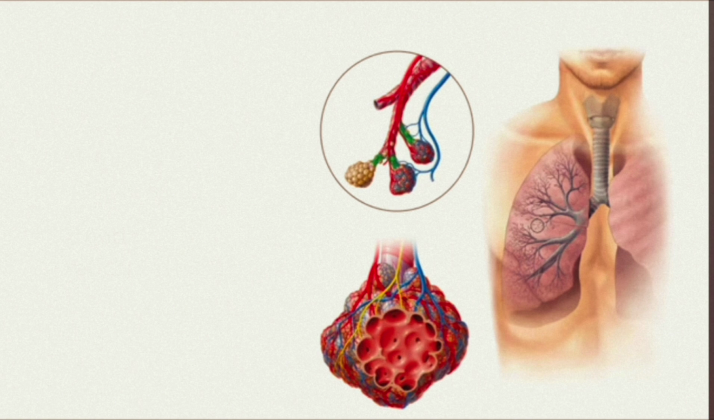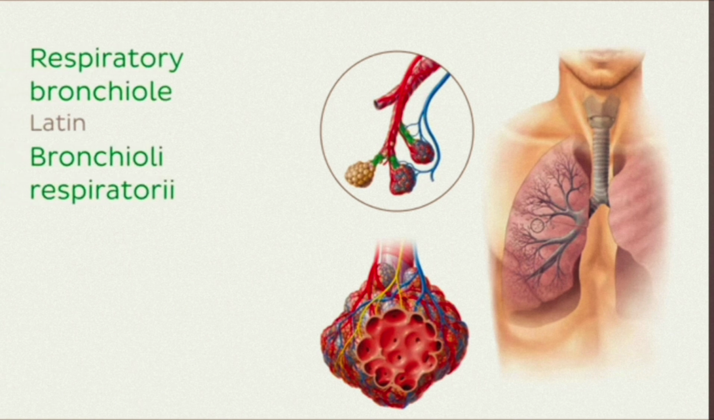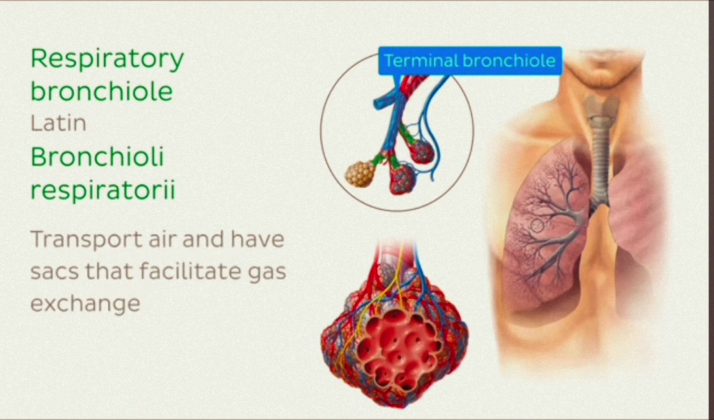Remember the other type of bronchiole? That's right, respiratory bronchioles. These are the bronchioles distal to the terminal bronchiole and now highlighted in green. Respiratory bronchioles, which measure about 0.5 millimeters in diameter, transport air and have these little sacs that facilitate gas exchange.